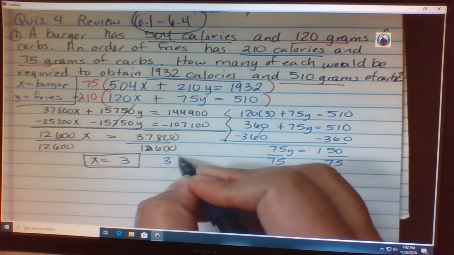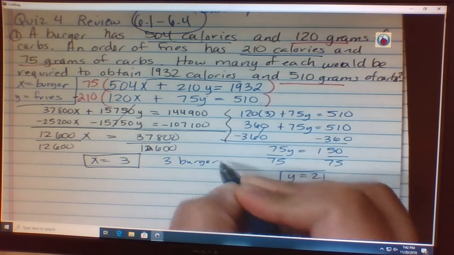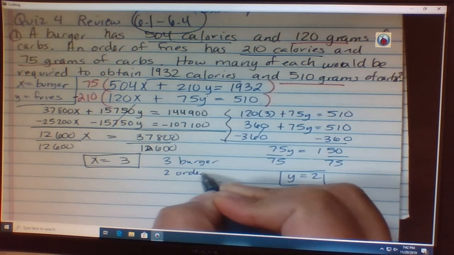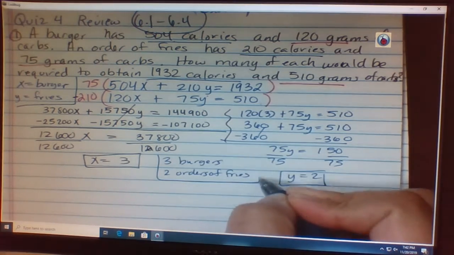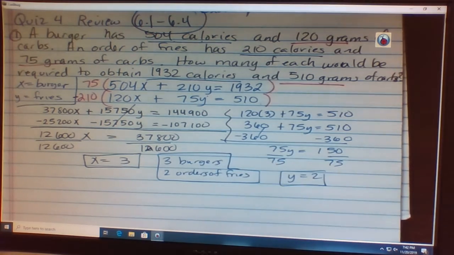So 3 burgers and 2 orders of fries, right? Well, I didn't say one person was going to eat it all.